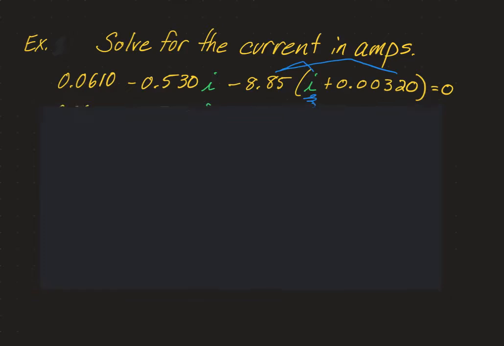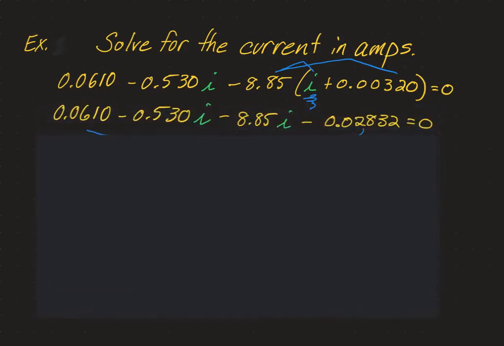And using my calculator, I determined that my next step would give me the 0.061 minus, everything stayed the same until I did the distribution. Then I received a negative 8.85i from that distribution and also a negative 0.02832, which I got from multiplying this negative by this positive.